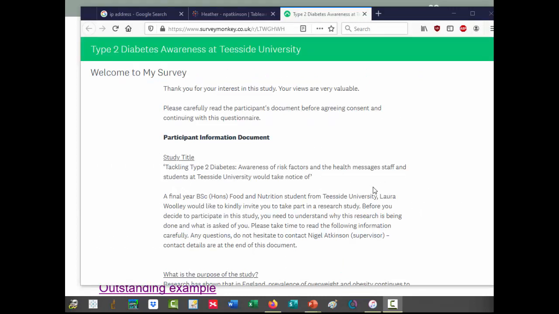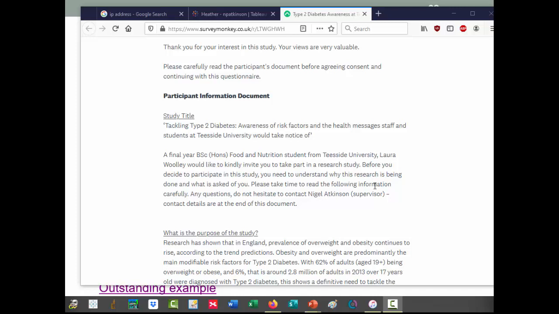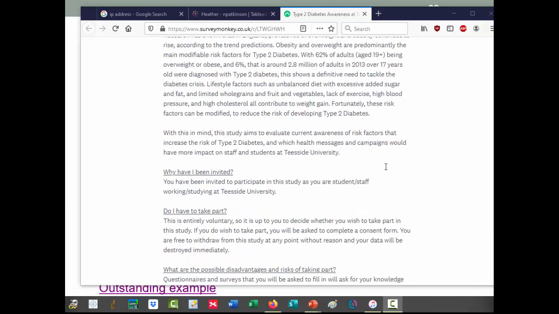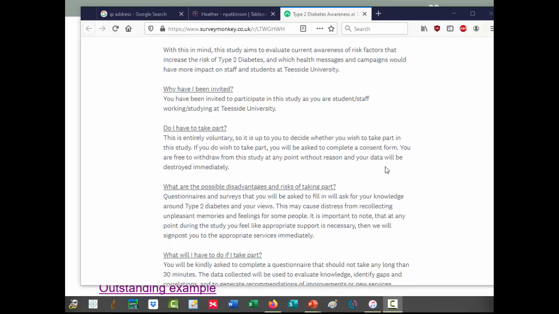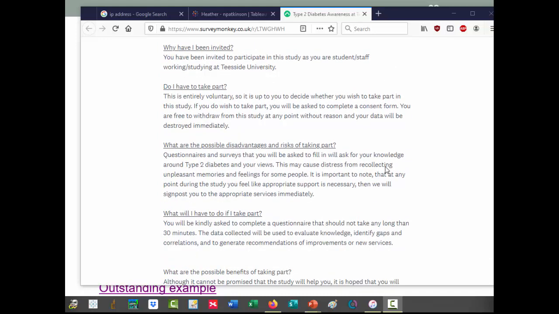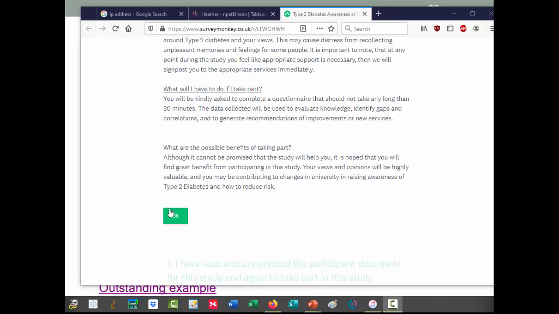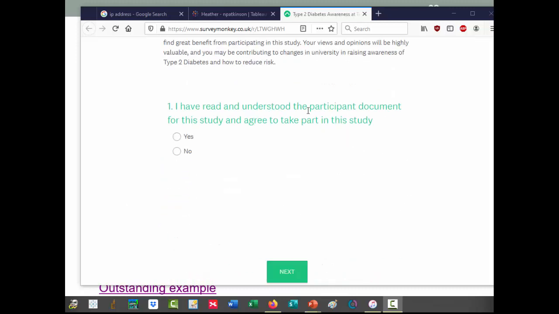Okay, so here's an example participant information document. It mentions the students' names, which probably really shouldn't at this stage. I wouldn't include students' names in this. It talks about the purpose of the study, why the person who participates may be invited, how they take part, any possible advantages or disadvantages, part of the ethics form, all of these items. What will I have to do if I take part? And then you say okay, and then you agree to take part. And then there's various other things which you can have a look at yourselves. So that's a pretty good approach.